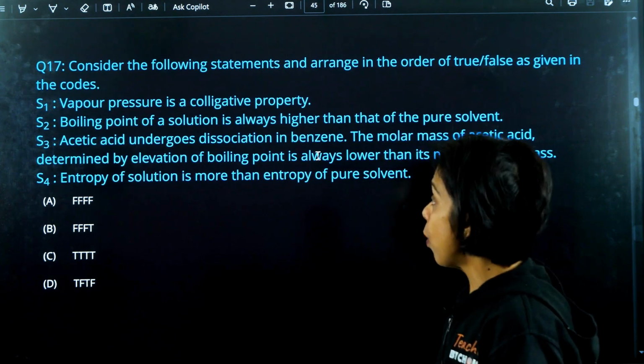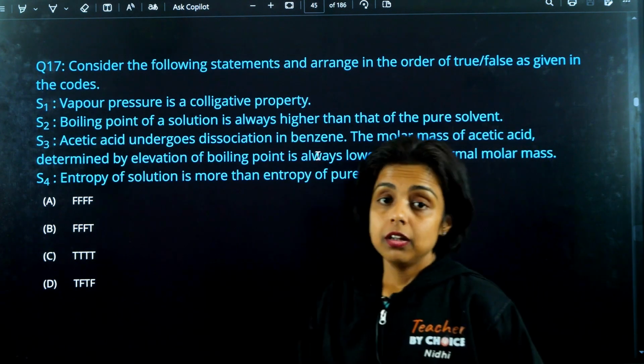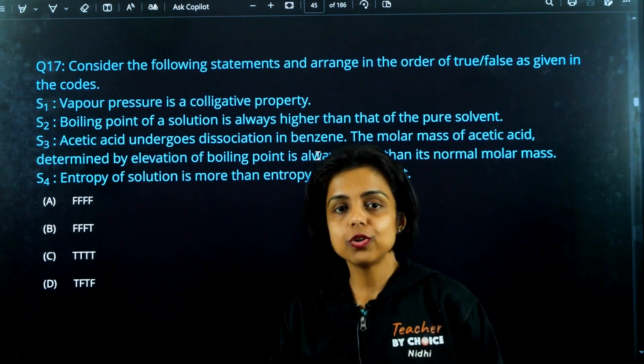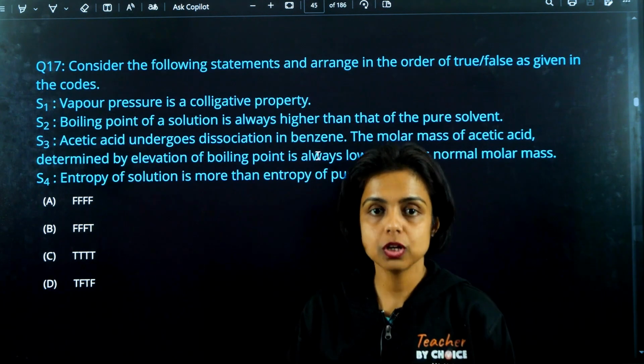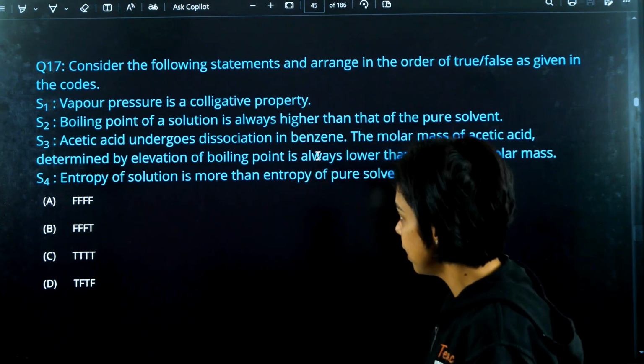So false. Boiling point of a solution is always higher than that of pure solvent. No, this is only true if the solute is non-volatile or having vapor pressure lower than the pure solvent. So it is not always true. So again, it is a false statement.